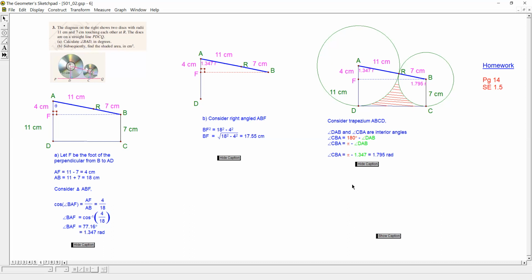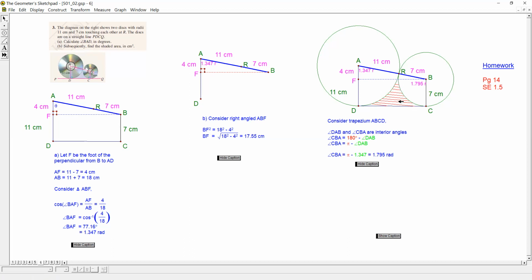No. Okay, so now I know this angle and I know this angle, right? Angle BAD was calculated earlier already. BAD is actually BAF, the same angle, right? So calculated already. Then find the shaded area. Now this is the shaded area here.